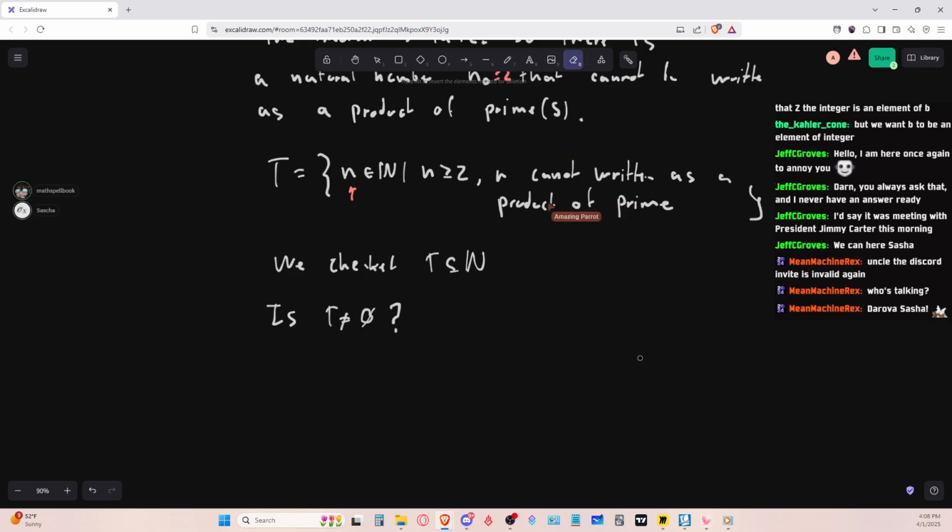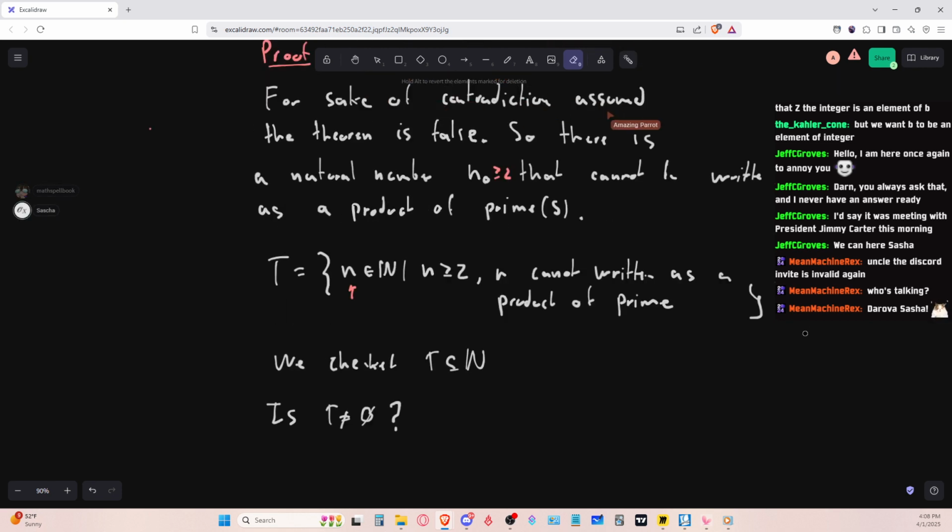So, okay, here I will just state. At the end, we want to show that all natural numbers greater than or equal to 2 can be factored as a product of primes, right? So this set would actually be empty. That will be the contradiction we're looking for. Yeah, it seems like it's going to be empty no matter what, actually. But we assumed that the theorem is false, right? We did this for the sake of contradiction.